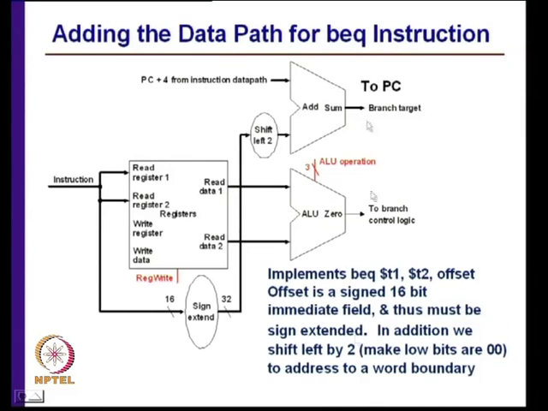Branch if not equal also uses the same data path with some changes. The instruction is BEQ $T1, $T2, offset, and the offset is a signed 16-bit immediate field, and thus must be sign extended. In addition, we shift left by 2, making the low bits 00 to address the word boundary. We have seen that the word boundary should be a multiple of 4. Multiple of 4 means the least significant bits will be 00, and that is what is being done here.